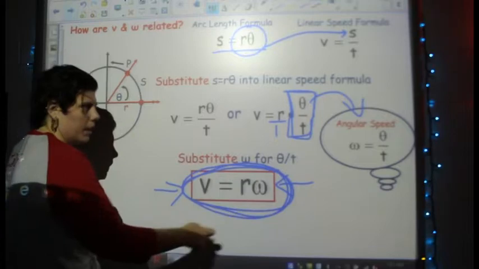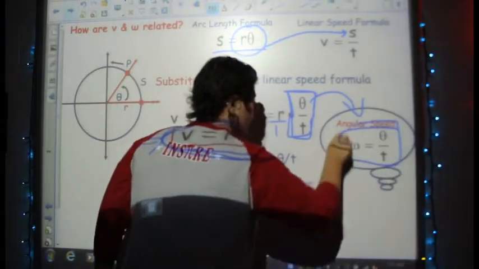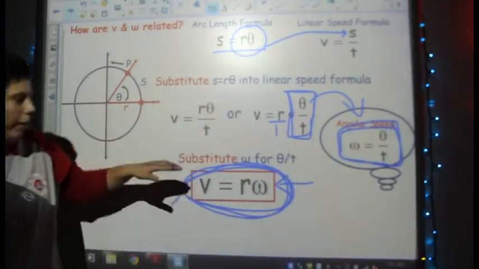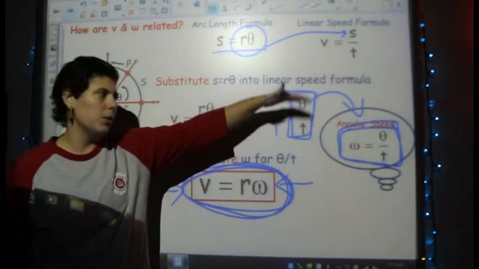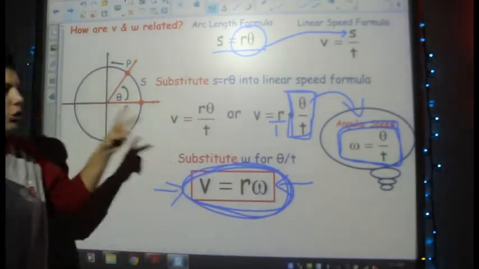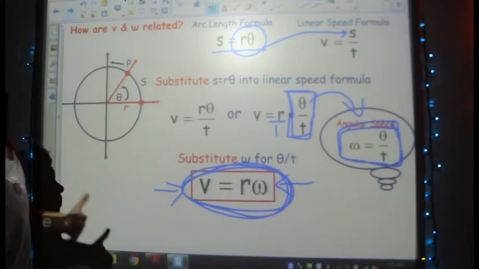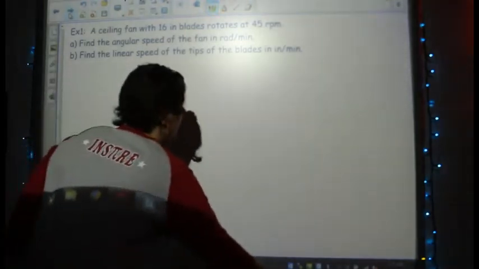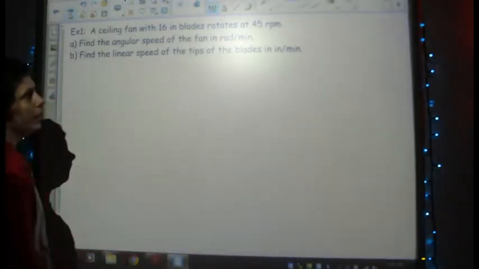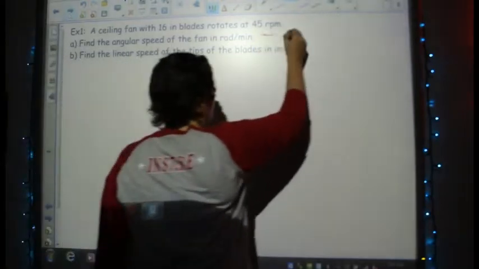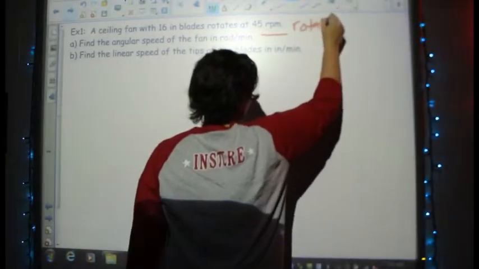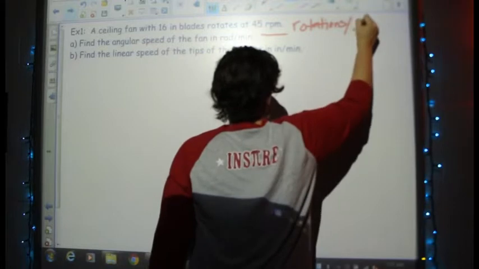So this formula, as well as the angular speed formula, are going to be the two that you really want to know. So V equals RW, and W equals theta divided by time. Those are our two main formulas, and the rest of our notes here today, we're going to talk about how to use those formulas. So, for example number 1, a ceiling fan with 16-inch blades rotates 45 RPMs. Now, RPMs, if you don't know, means rotations per minute.